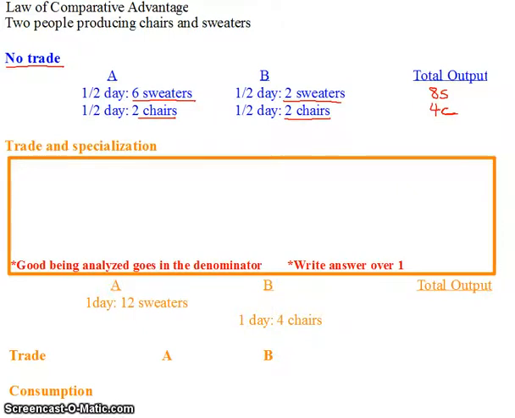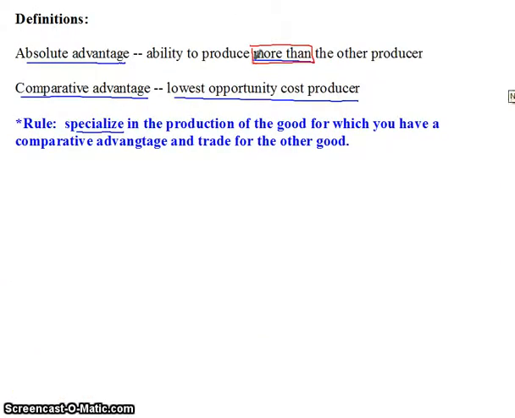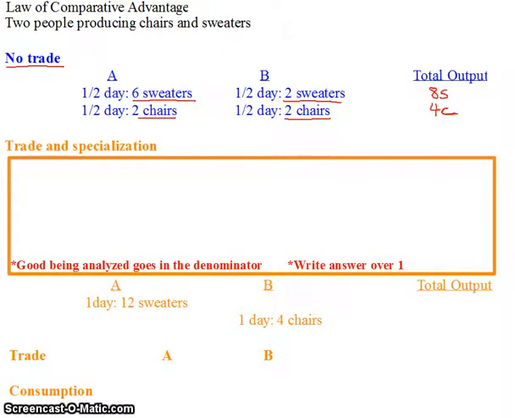On this podcast, we're going to continue talking about absolute advantage and comparative advantage. In the last podcast, we just finished talking about who has an absolute advantage producing sweaters and chairs. Absolute advantage was just the idea of who can produce more of a good. But now we want to talk about comparative advantage. Who is the lowest opportunity cost producer of a good?